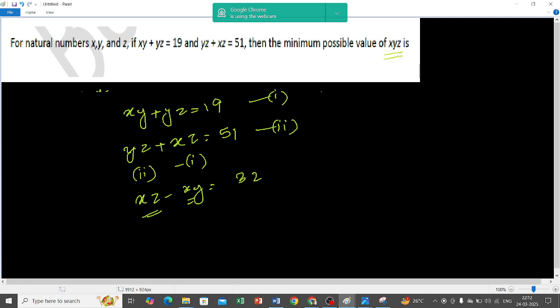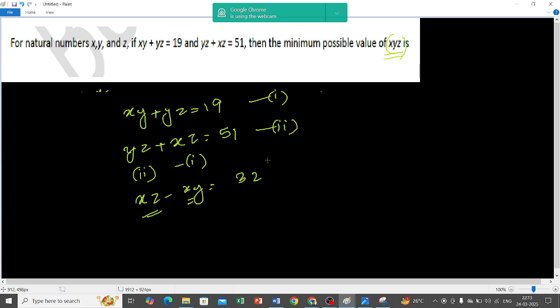I have to minimize whom? xyz, right? I have to minimize xyz. I have to find out two smallest numbers whose subtraction is 32. Tell me two smallest numbers whose subtraction is 32. Why am I taking smallest numbers? Because I need to minimize xyz. So xyz will be minimized only when xz is minimized and xy is minimized.